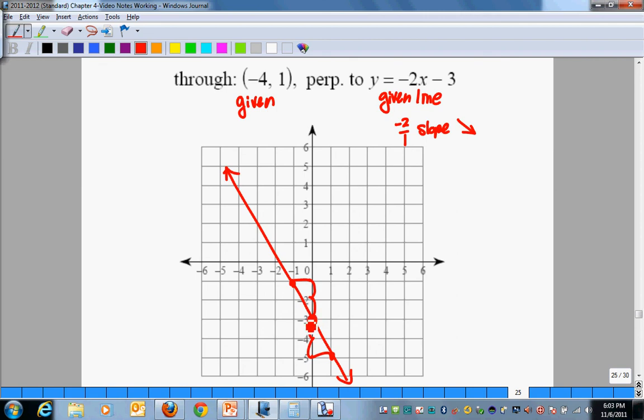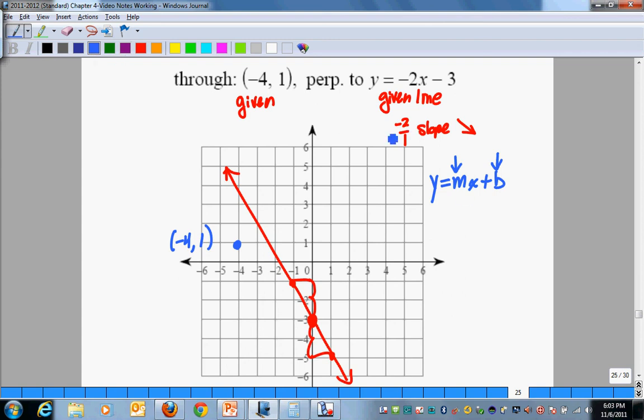The intercept. Now, we want a line that's perpendicular to this that goes through the given point, -4, 1. So that's our given point, -4, 1. And we want it perpendicular and going through that line. And we want it in y = mx + b form. So let's ask ourselves, if we want something that's y = mx + b, we need two components. We need the slope and we need the y-intercept.